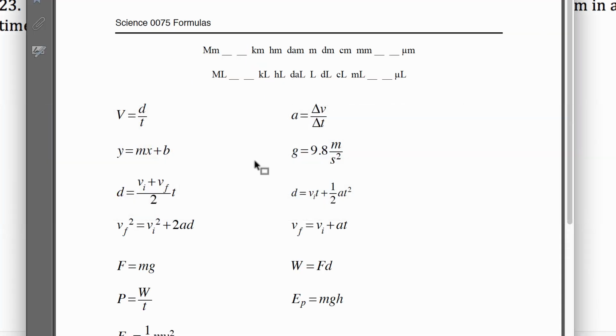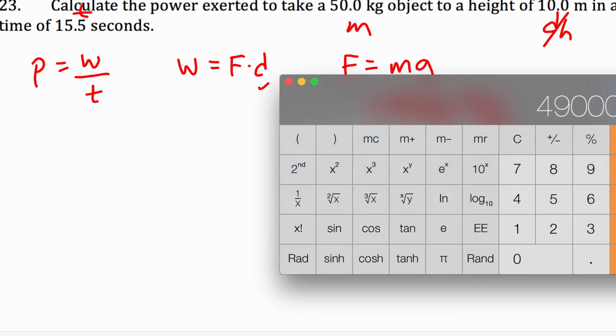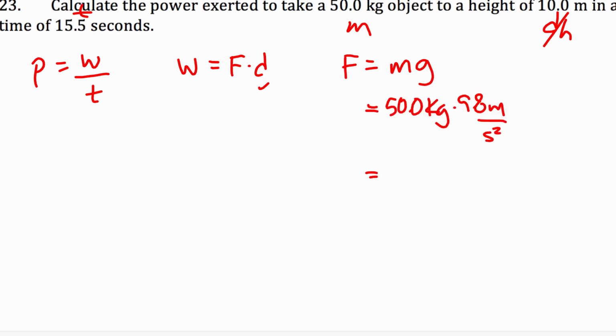Okay. Force. Force is equal to mass times gravity. Do I have mass? I do. 50.0 kilograms. Times, do I know the gravity? Yep. 9.8 meters per second squared. So if I multiply those two, 50 times 9.8, 490. So this would be 490. Forces are measured in newtons.